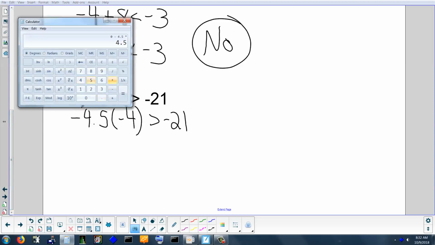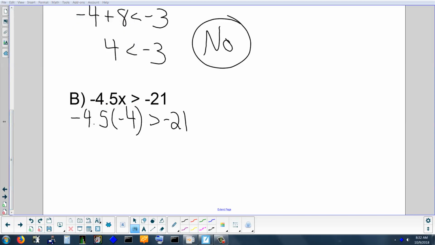-4.5 times -4 equals. Is that right, Mr. Hager? No. Let me use... 18. Is it 18? Yeah, 18. I don't know what happened, guys. It's the wrong button. And again, on that type of calculator, it's a little bit more difficult to do negatives. If you have the big blue ones that I have downstairs, you just punch in a negative. All right. So I got 18.